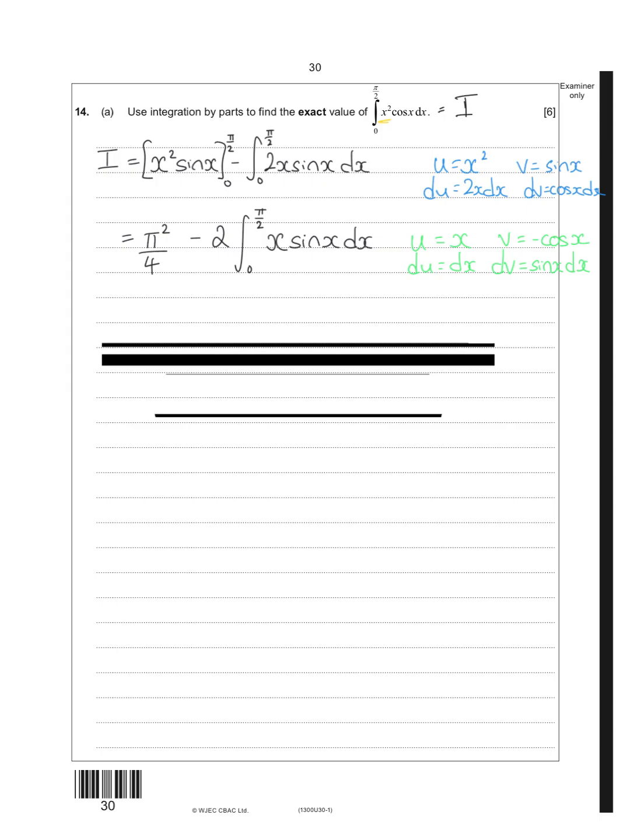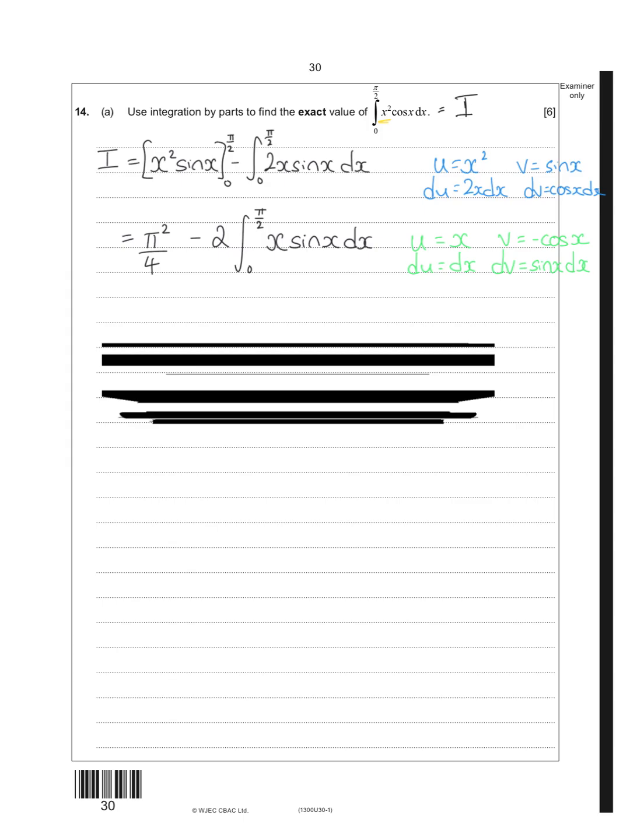So I'm going to do a couple of things on this next step. I'm going to evaluate that set of square brackets. So when you put pi by 2 in, you'll get pi by 2 times 0. Lovely. And then when you put 0 in, you're going to have 0 times 1, which again is 0. So that whole term goes away. And then I've got minus 2 times that integral.